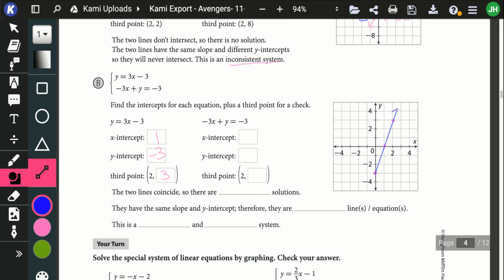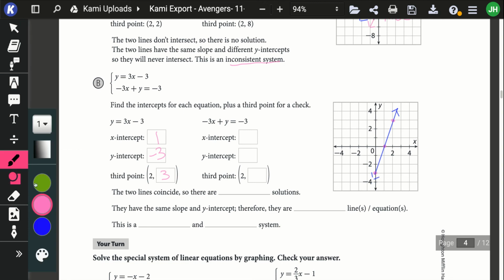Oops. We're going to plot it with a blue line. We'll do the reverse here. All right, here when y is 0, x is 1. When x is 0, y is -3. And when x is 2, -6 plus 3 is -3. Notice these are different equations, right?